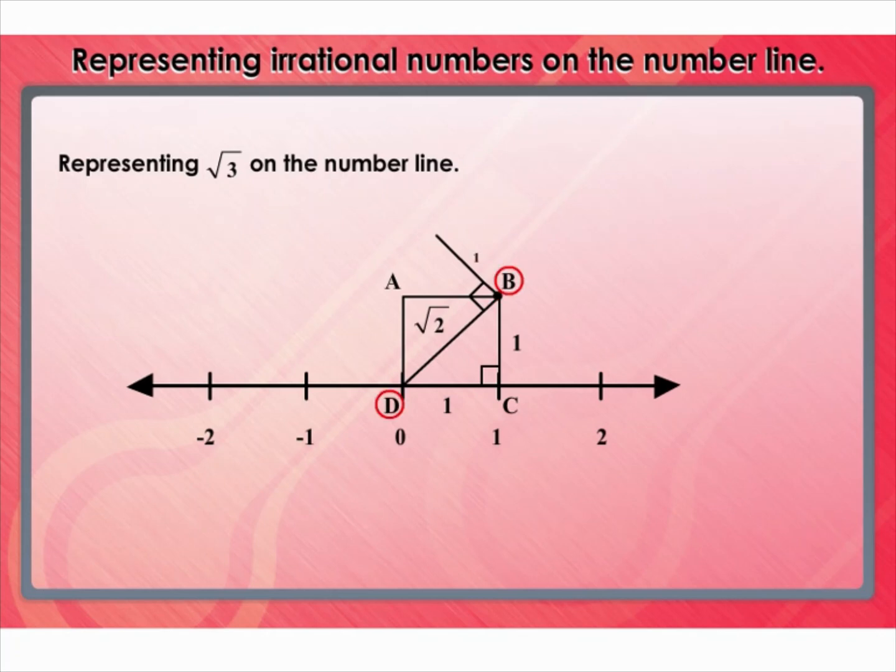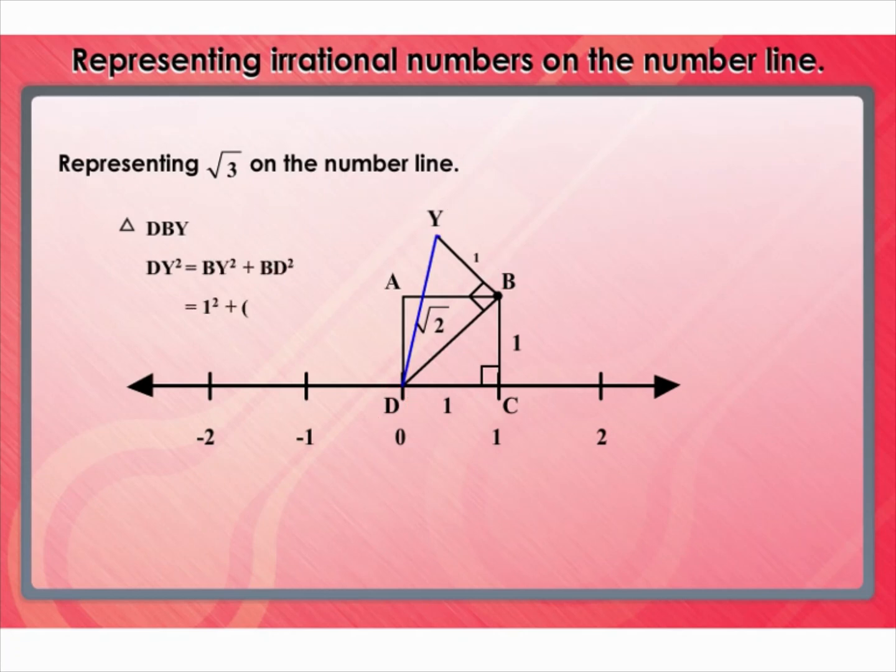Draw a line from B that is perpendicular to the line DB. Now join the perpendicular line and D as shown here. Let's call it Y. In triangle DBY, again applying Pythagoras Theorem, we can write DY square is equal to BY square plus BD square.